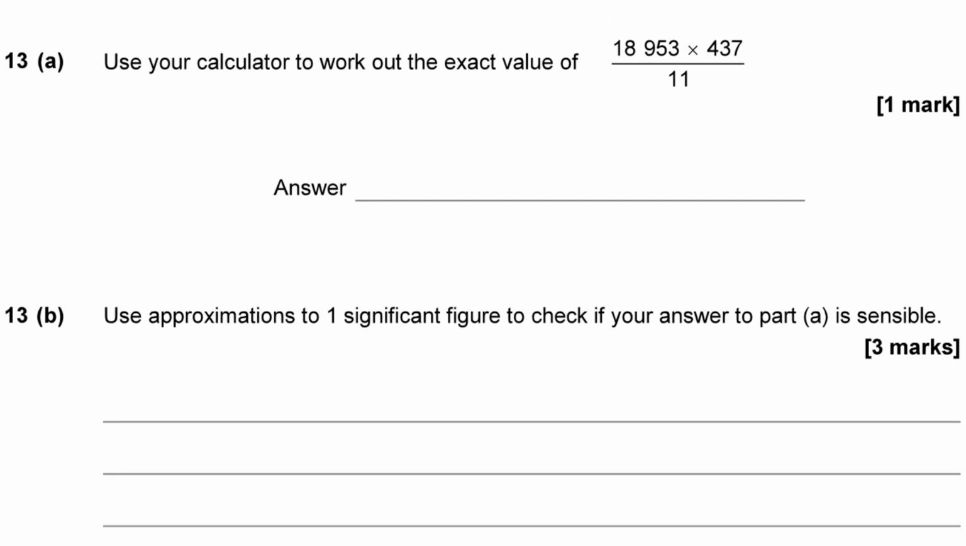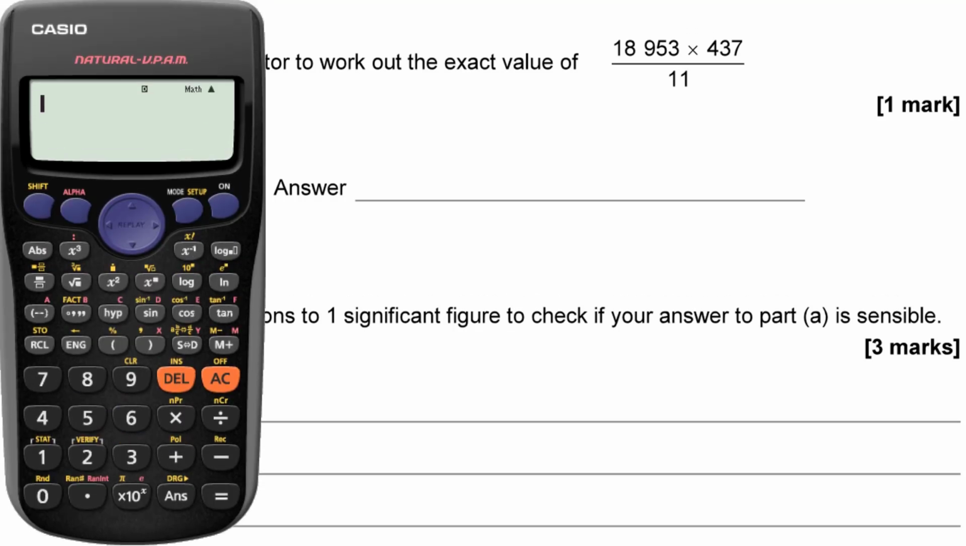13(a), some more calculator work. Use your calculator to work out the exact value of 18,953 times 437 divided by 11. Now this is written as a quotient. You could just use the fraction key to write it down exactly as it appears on the screen. I think that's what I'll do here.